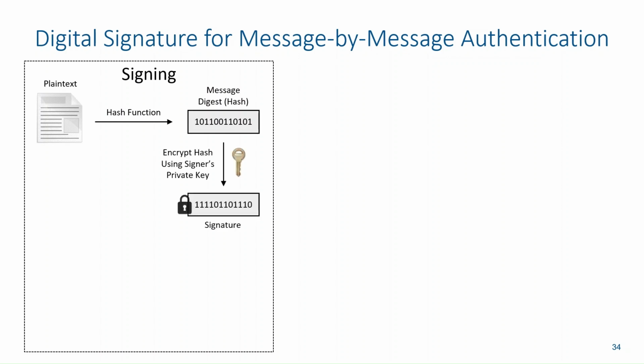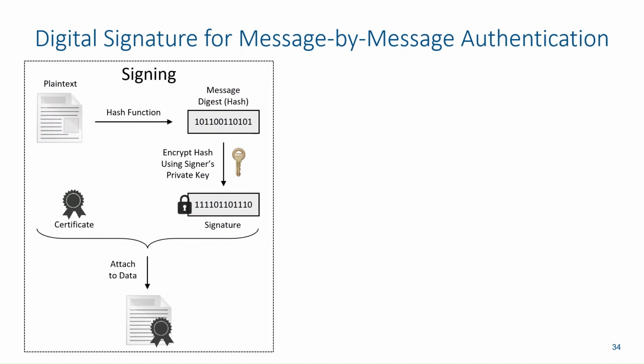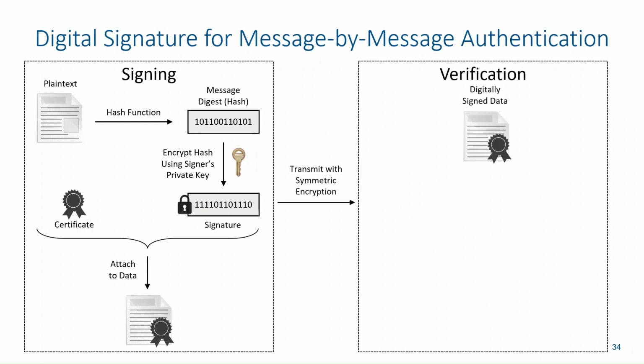From here, the individual is going to use their private key to sign this hash. So it's now going to have their signature attached to it. And then they have a certificate from a third party that they're going to attach to the data so that someone can confirm that the certificate matches their signature. Then this is going to be transmitted using symmetric encryption to ensure that only the person that is intended to receive it receives the message. And then it is verified by the receiver.